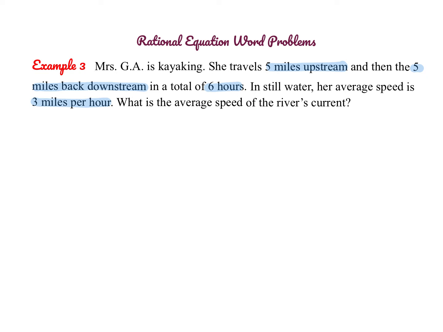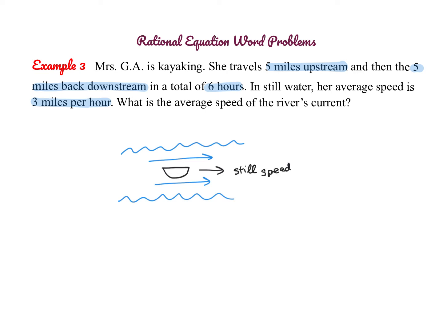So for these types of problems, it's important to understand what's the difference between her speed in still water and the speed of the current. So the idea is if the current is headed, let's say this way. When she's going downstream, she's going to be going a little bit faster, right? Because there's the speed that she's paddling plus the speed of the current pushing her forward. So the still speed plus the speed of the current is going to be the total speed.